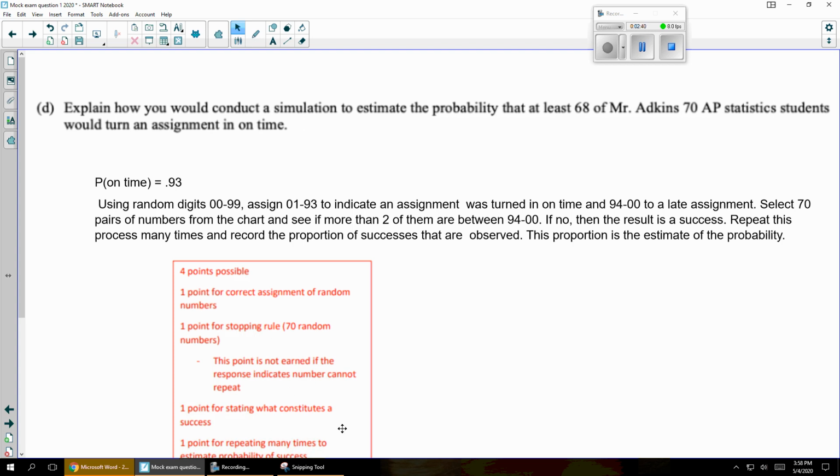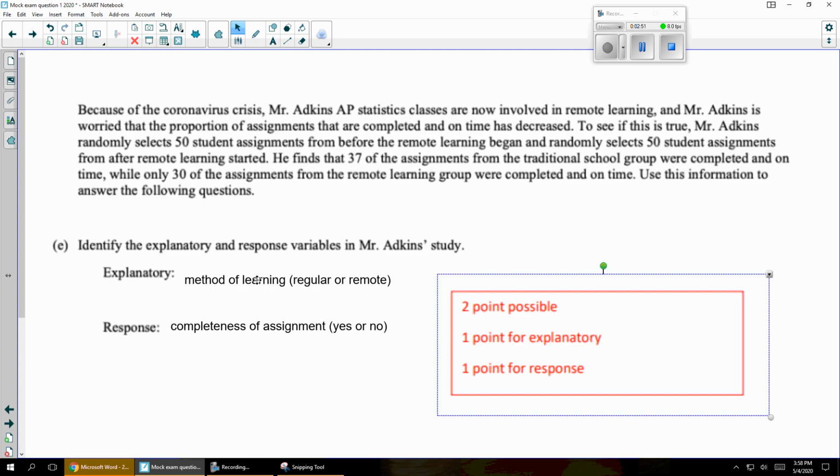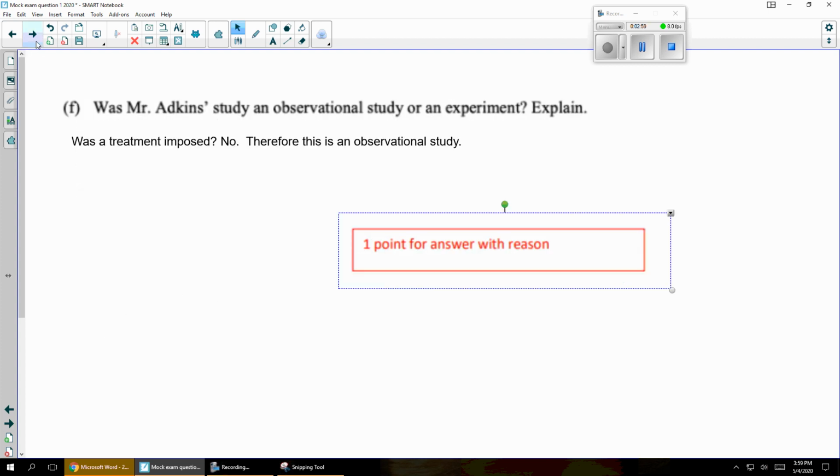We get 1 point for stating what constitutes a success, and 1 point for saying, do this a whole bunch of times so we can get a better estimate. Letter E is worth 2 points, 1 point for correctly stating the explanatory variable, and 1 point for correctly stating the response variable. Letter F is only worth 1 point. You can't simply say no, however. You've got to say that a treatment wasn't imposed or something along those lines, a justification for why it's not an experiment.